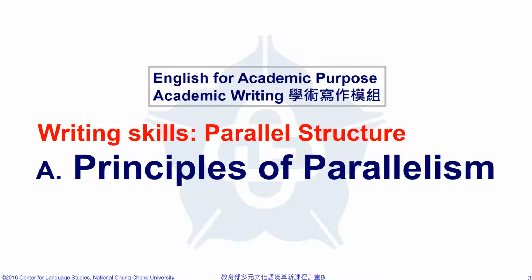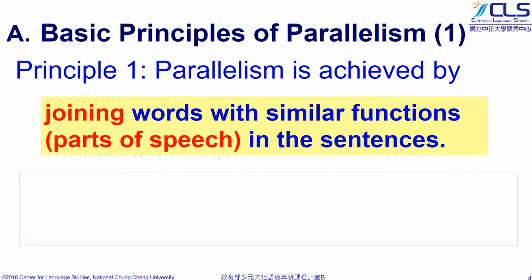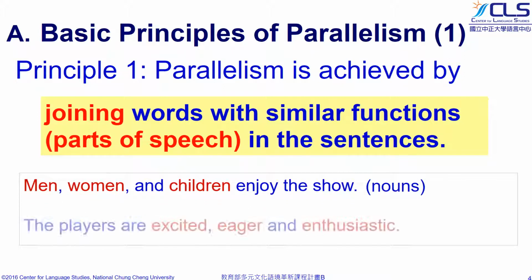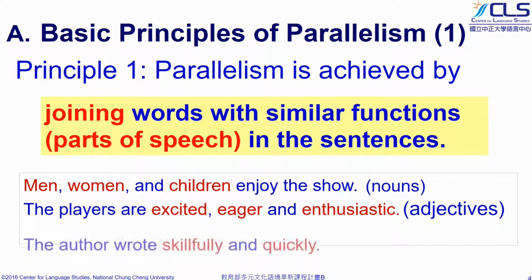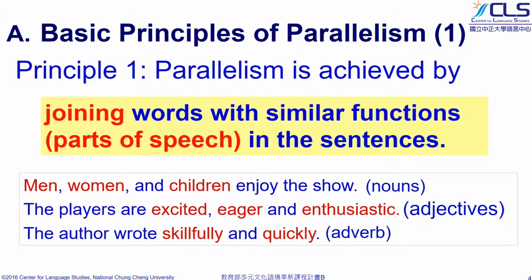First, let's look at basic principles of parallelism. Parallelism is achieved by joining words with similar functions. For instance, nouns with nouns, adjectives with adjectives, adverbs with adverbs, etc. Let's look at the examples. These sentences create parallelism by using words with the same part of speech.